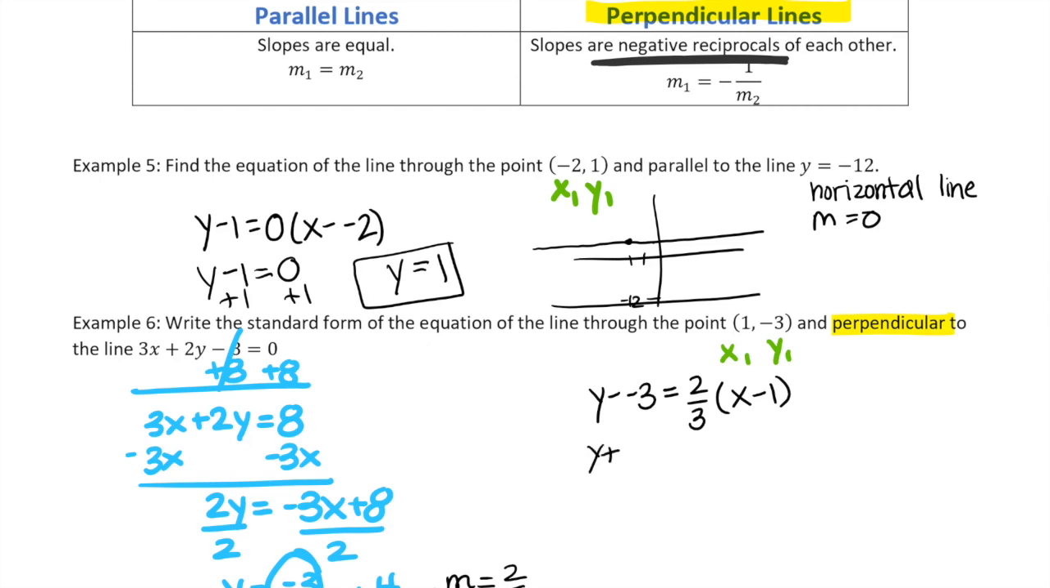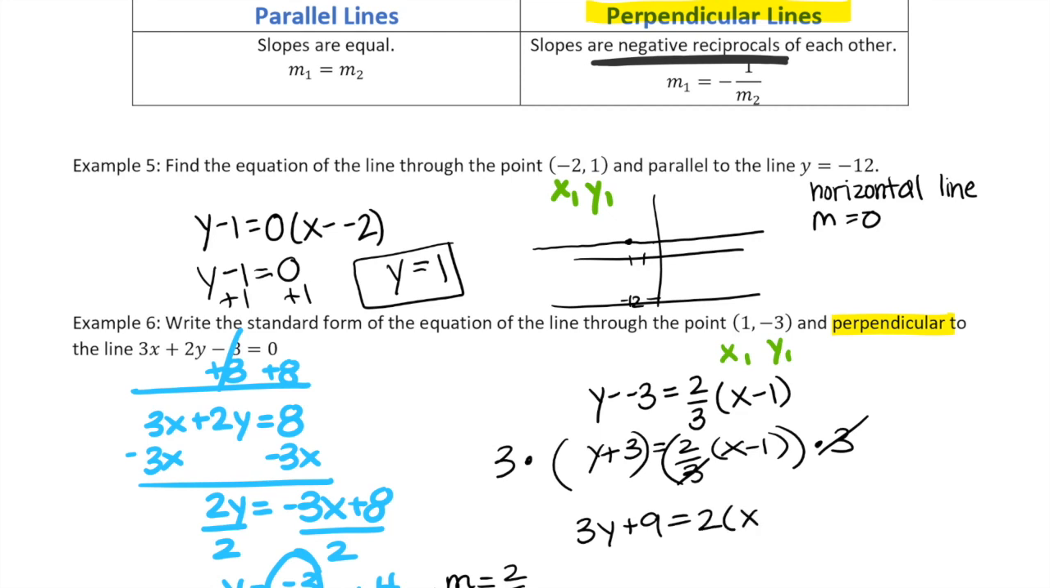Minus a negative is addition, so y plus 3. And then, I don't know about you guys, but I'm not a big fan of these fractions. If I can avoid that, I will. So I am going to multiply both sides of the equation times 3. So I get a 3y plus 9 equals, and then I'm multiplying by 3 and dividing by 3, so those inverses have undone each other. We now have 2 times (x minus 1). Yay, no more fractions. Okay, so 3y plus 9 equals, if I distribute, 2x minus 2.